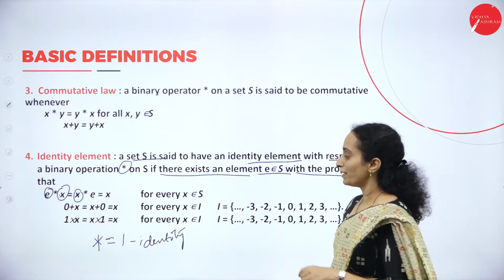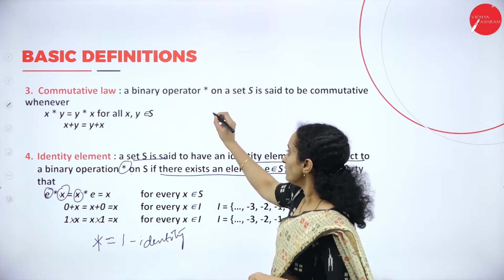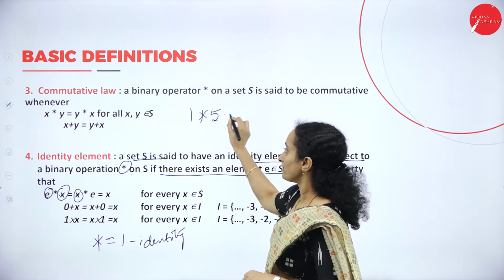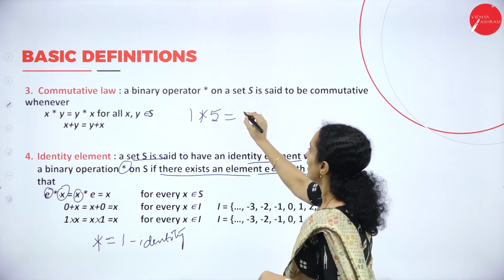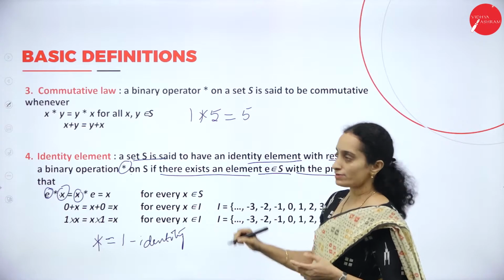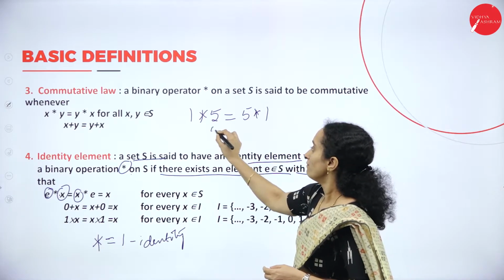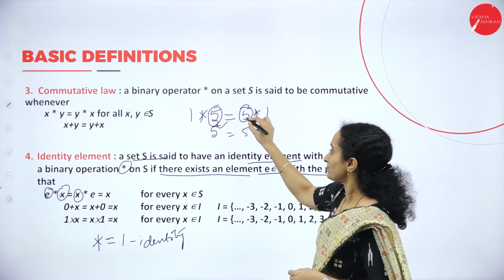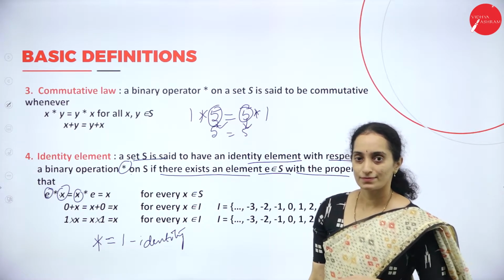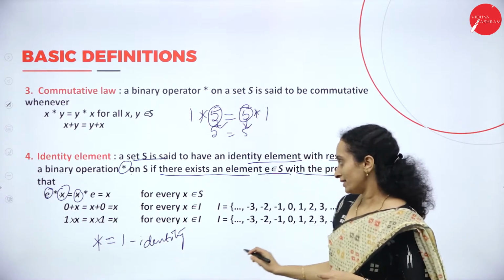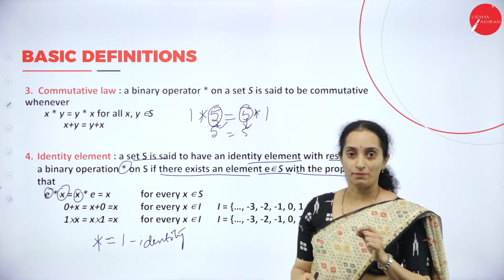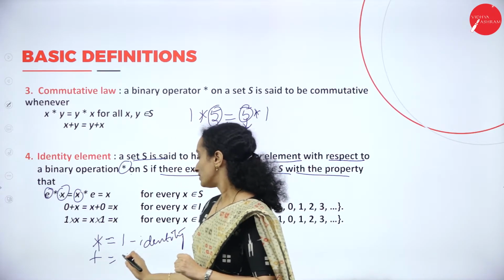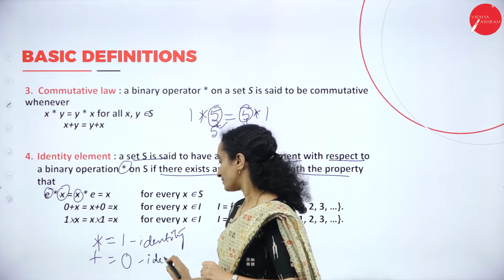1 is the identity element in the multiplication operator. How? If you take a natural number 5, and multiply it with 1, and say x equals 5, x multiplied with 1 will give the same value as x. Is it not? So 1 is the identity element in the case of the multiplication operator, whereas for the addition operator 0 is the identity element.